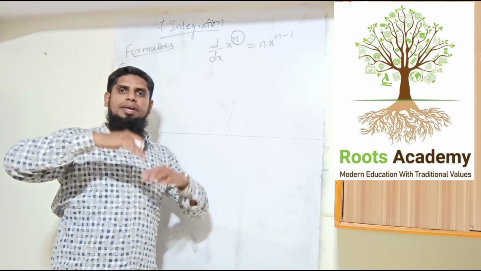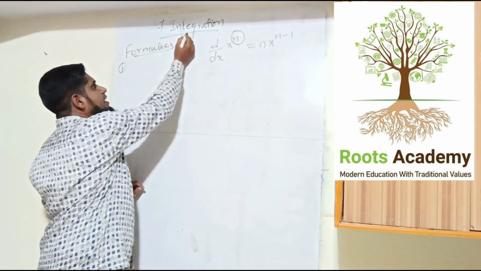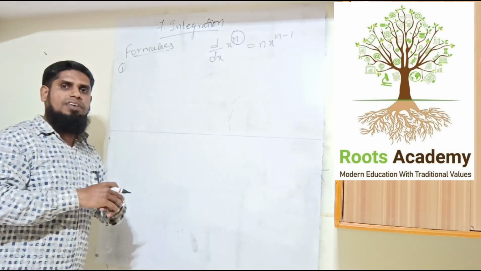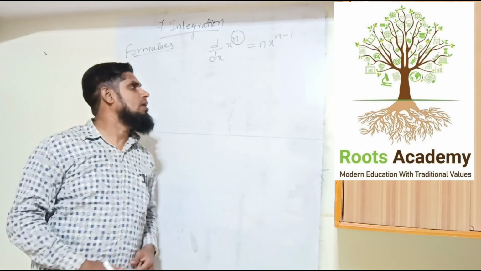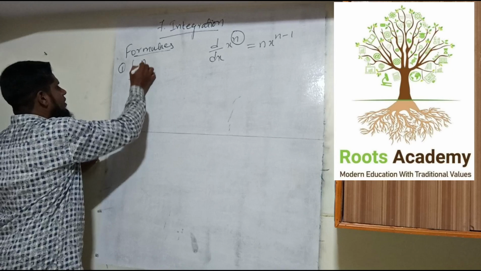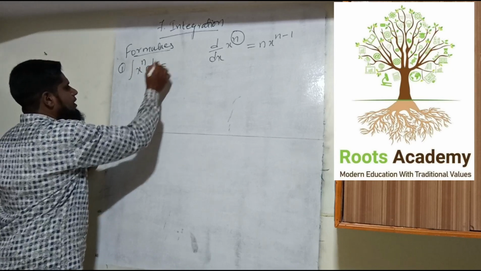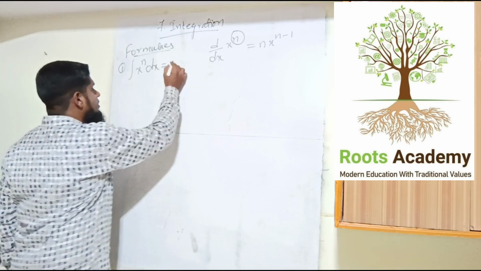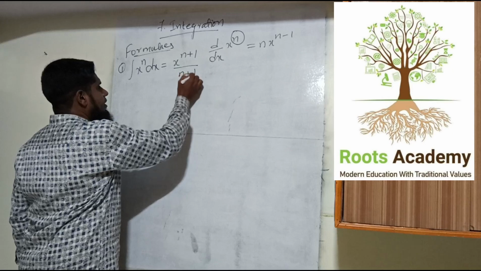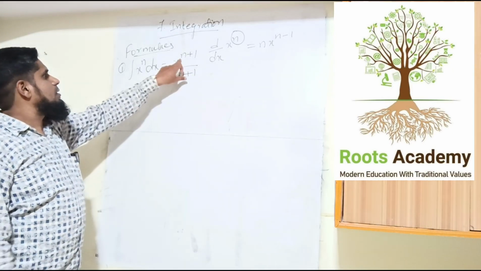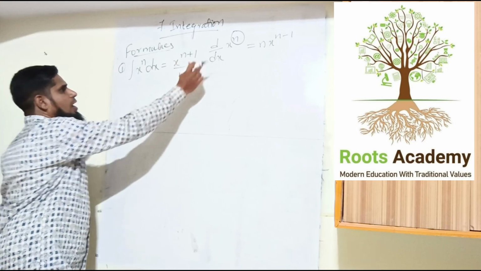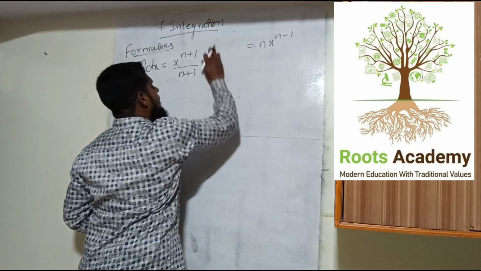The power of x will increase. That's why we say that in integration we are adding, we are increasing, whereas in differentiation we are removing. So, the formula of integration of x power n with respect to dx will be x power n plus 1 divided by n plus 1. So the power of x is increased. Obviously, plus c we should write.